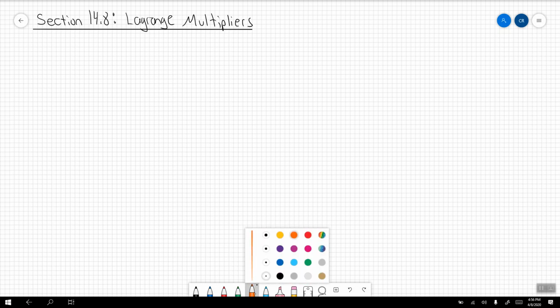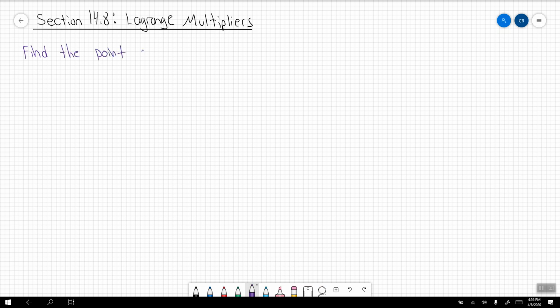All right, and this question is going to say that we want to find the point on the line, let's call it 3x plus 4y is equal to 5, that is closest to the origin.